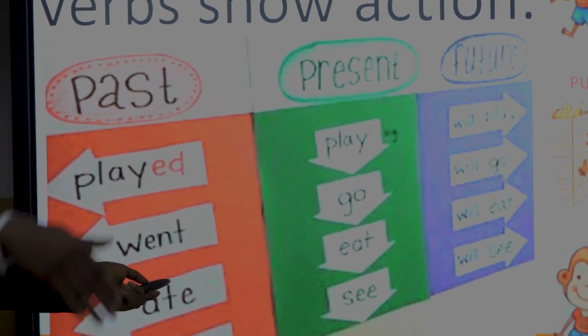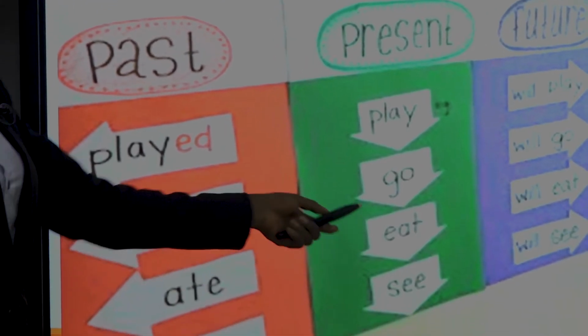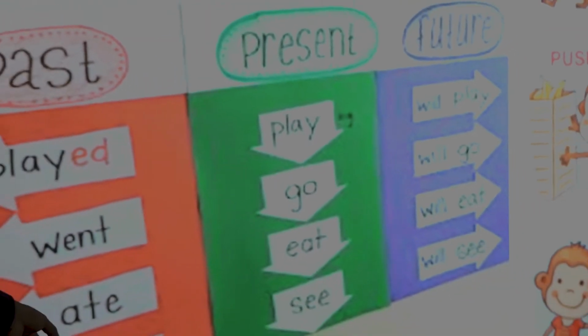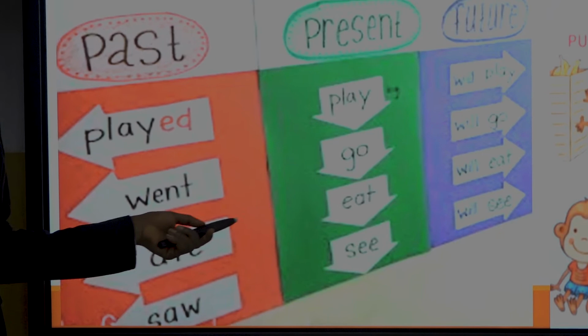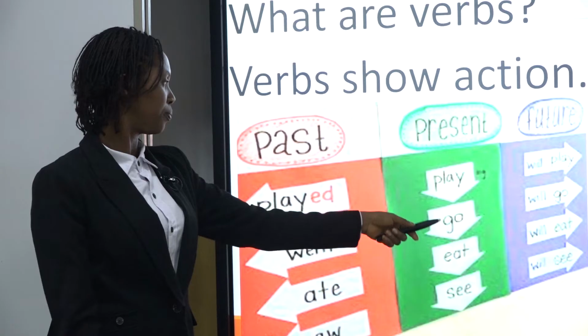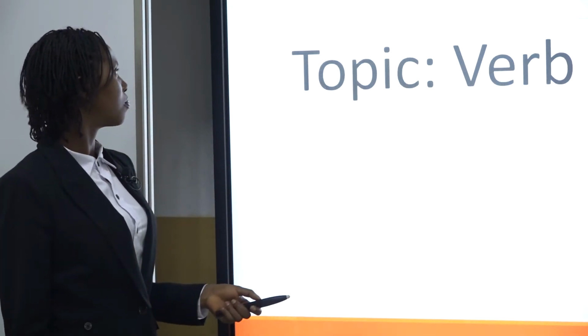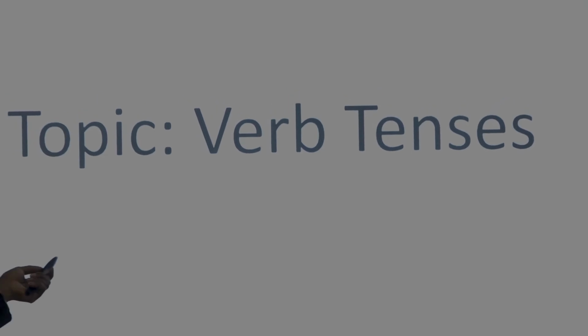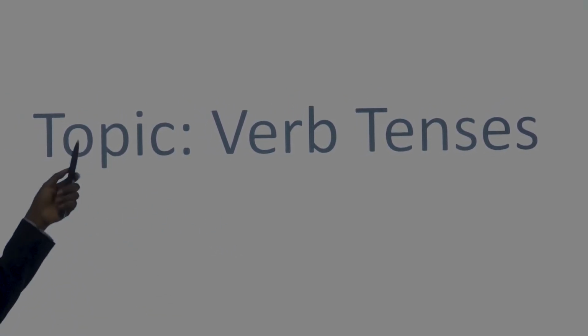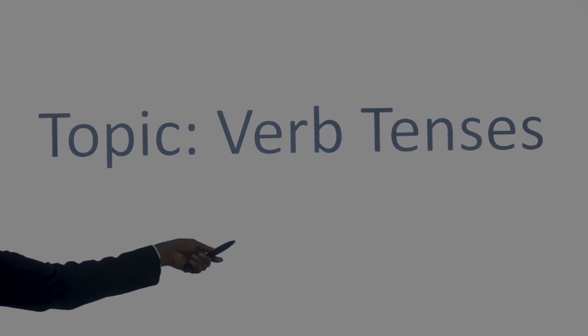Ate is a past action. Eat, present action. We eat, future action. Saw, past action. See, present action. We see, future action. This will lead us to our today's topic, verb tenses. Our today's topic is verb tenses.